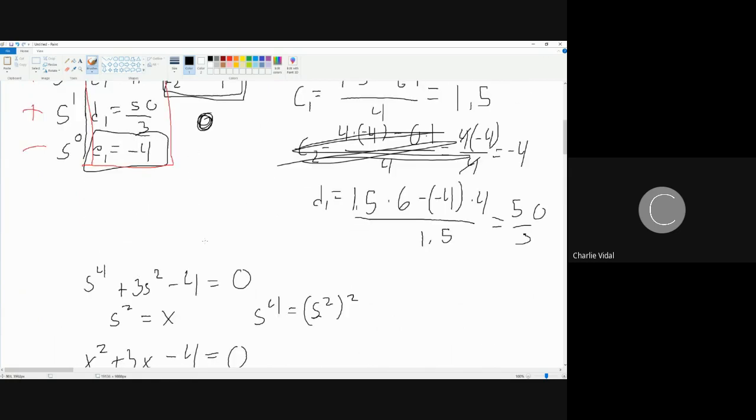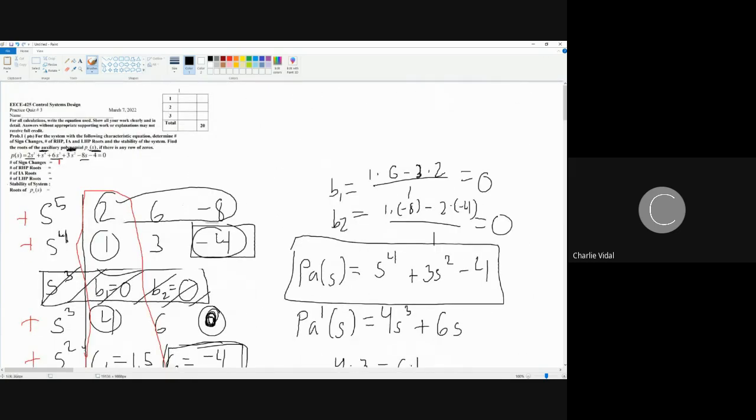We have one RHP, and we also have one sign change. So that means there's going to be two RHPs. Two RHPs: one RHP from the graph and one RHP from the sign changes. The IA is going to be 2. The LHP is going to be 1. And the stability of the system.